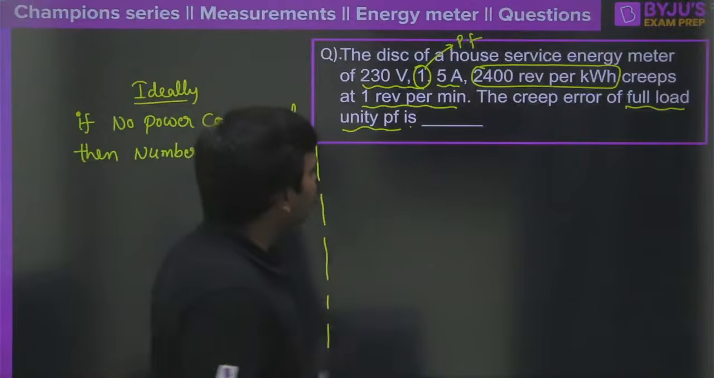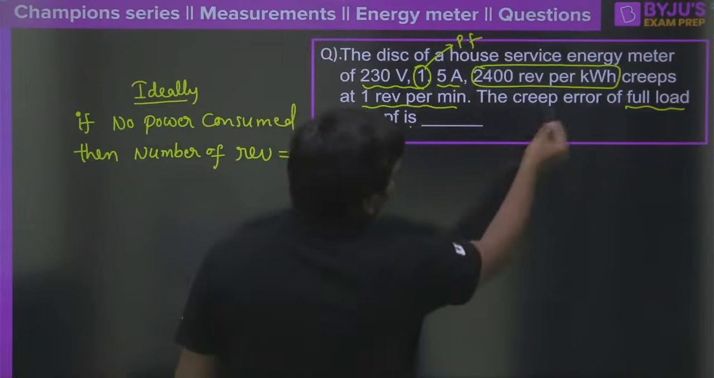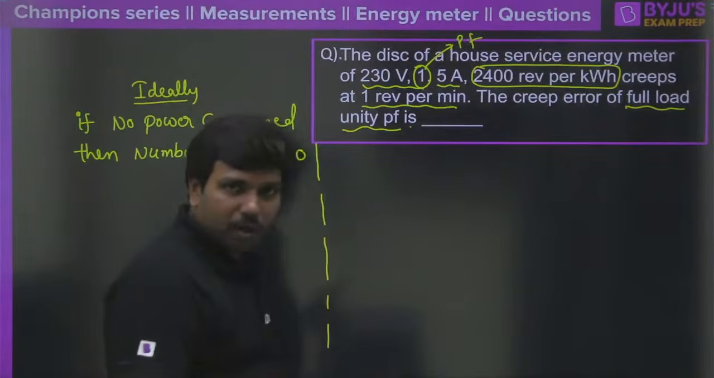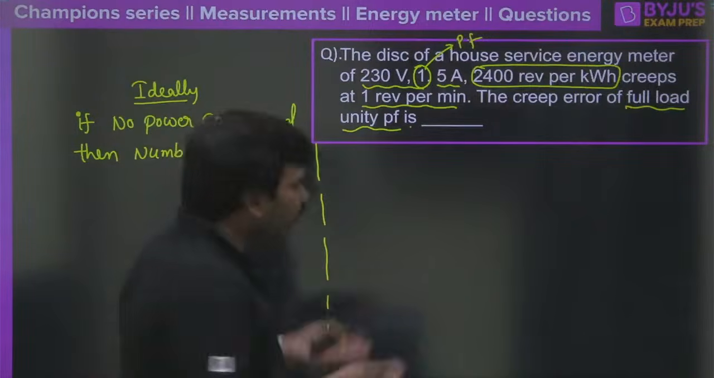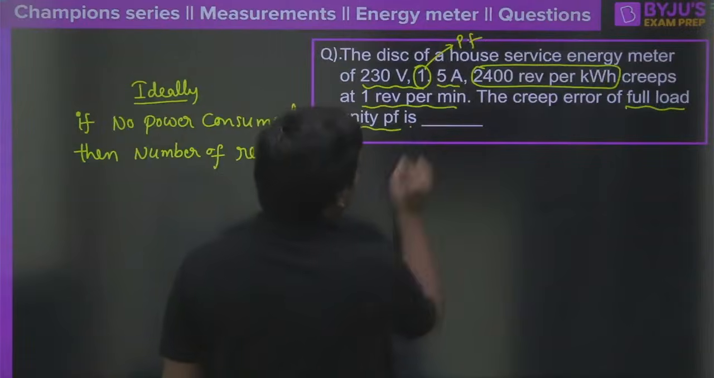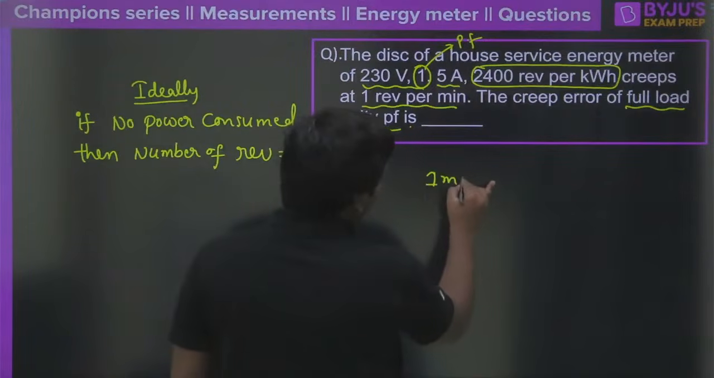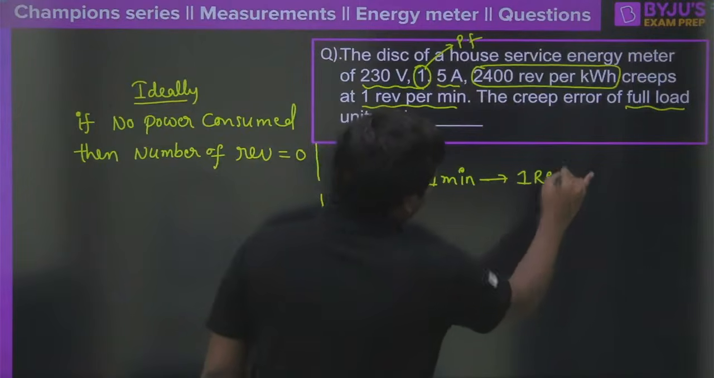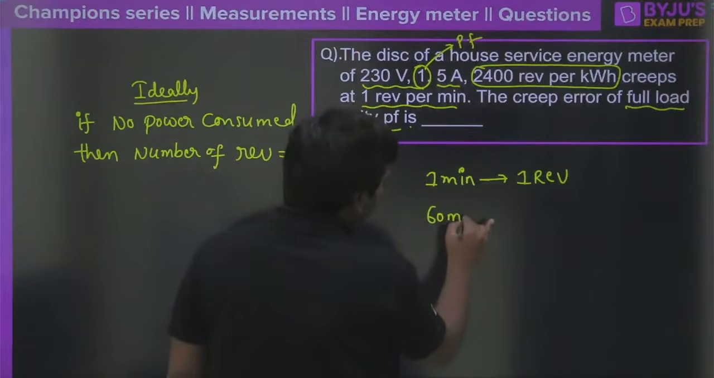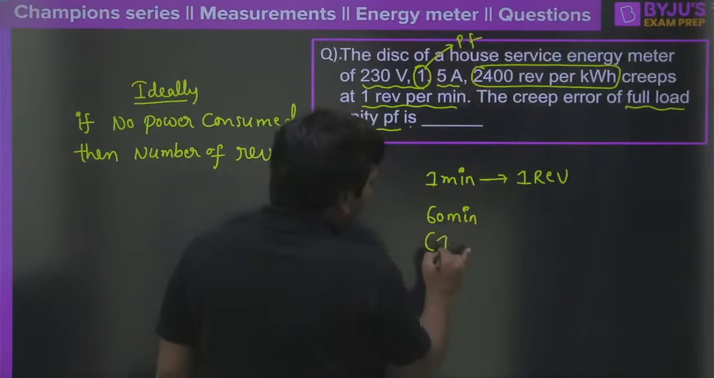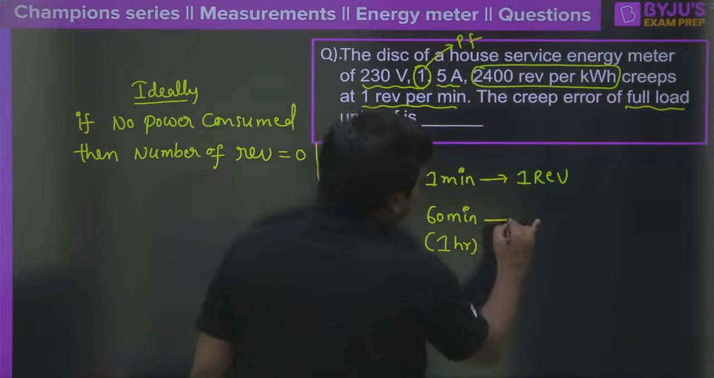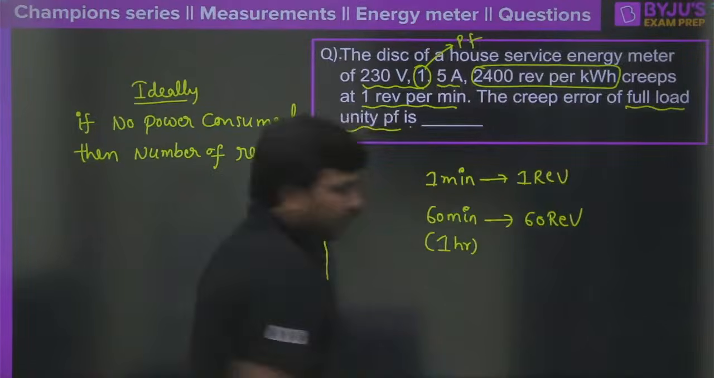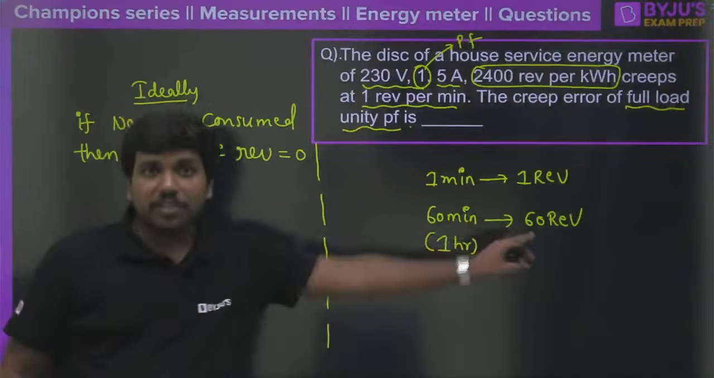What happened here is, he is saying that at creeping error, when there is no power consumed by the load, or when everything is switched off and power consumption is 0, it is making 1 revolution per minute. That means in 1 minute it is making 1 revolution. Good. So in 60 minutes, how much will it make? 60 minutes is 1 hour. In 1 hour, how many revolutions will it make? 60 revolutions. Correct? It's making 60 revolutions here.